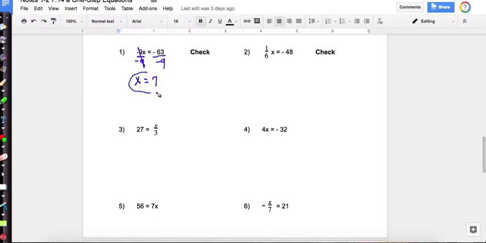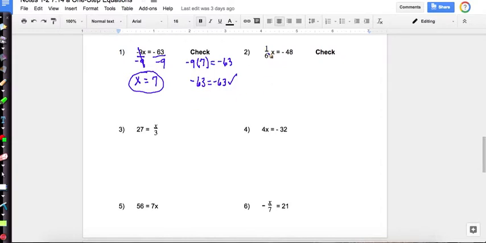Positive 7. So to check this, we would do negative 9 times my answer, which is 7, and see if it equals negative 63. You can type this into your calculator by typing in 9 negative times 7 and hit equals. And you would get negative 63. So negative 63 equals negative 63, therefore it checks. You can also probably do negative 9 times 7 in your head.